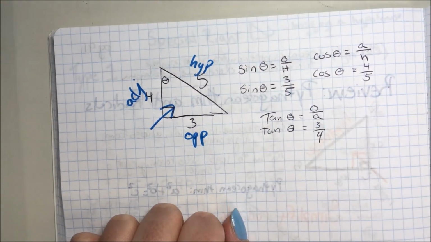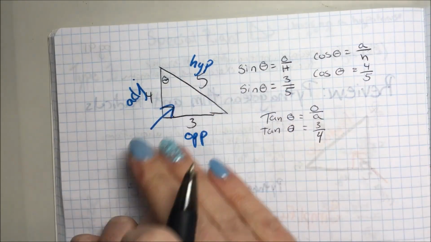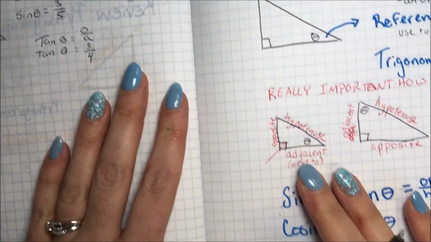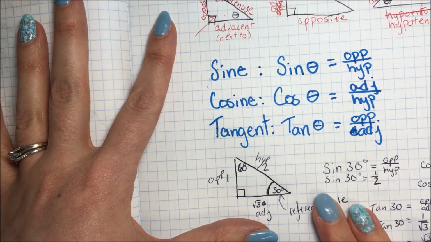Okay? And we're going to talk more about this tomorrow in class. We'll do a couple of example problems, but that's where I'm going to leave it for today. So you need to be able to label the sides, and you need to be able to remember what sine, cosine, and tangent are, and be able to plug in.